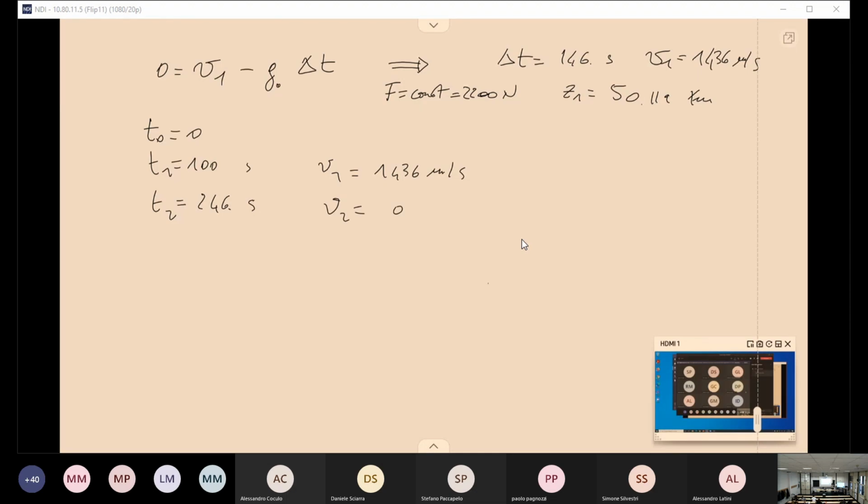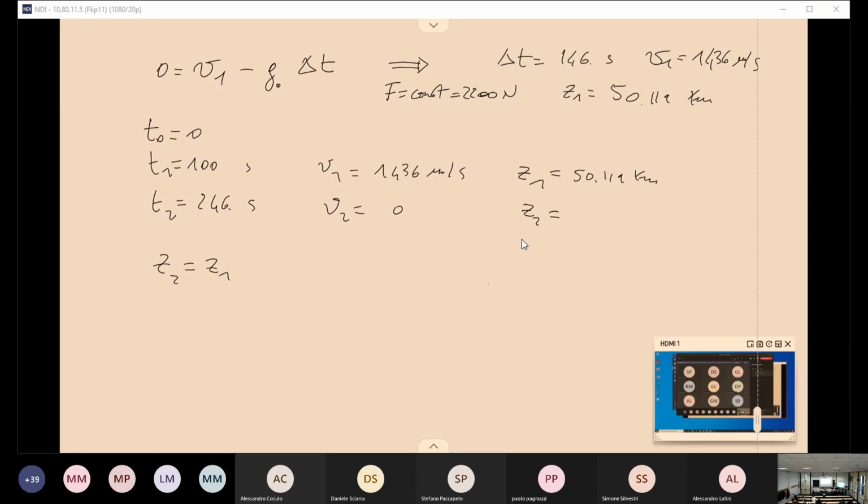So the altitudes, I got here 50.119 kilometers. And here I see, of course, we can use now we have that we start from a condition with a given velocity and we have a constant acceleration.